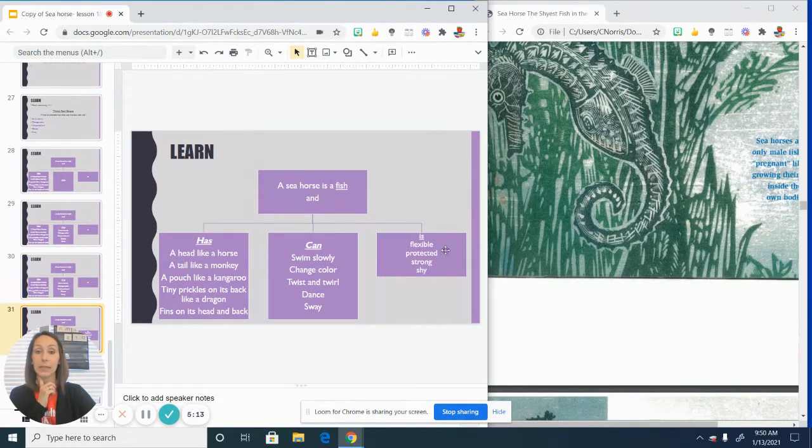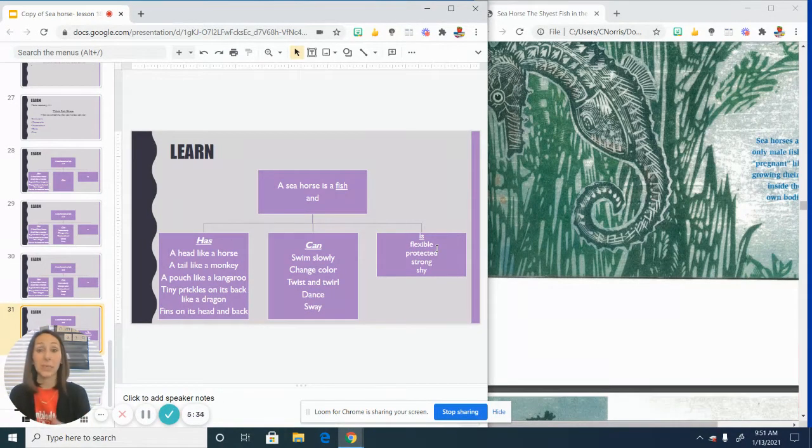So a seahorse is, I thought, flexible because if you remember the one part of the book, they're able to tuck in their heads to lower themselves lower in the ocean. They can straighten themselves out so they can move up in the ocean. So I think flexible is a good word to describe something that they are.